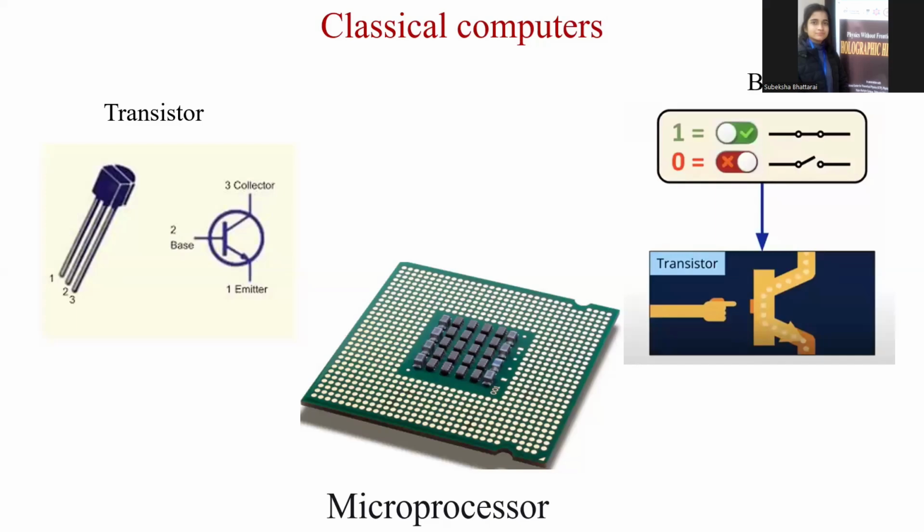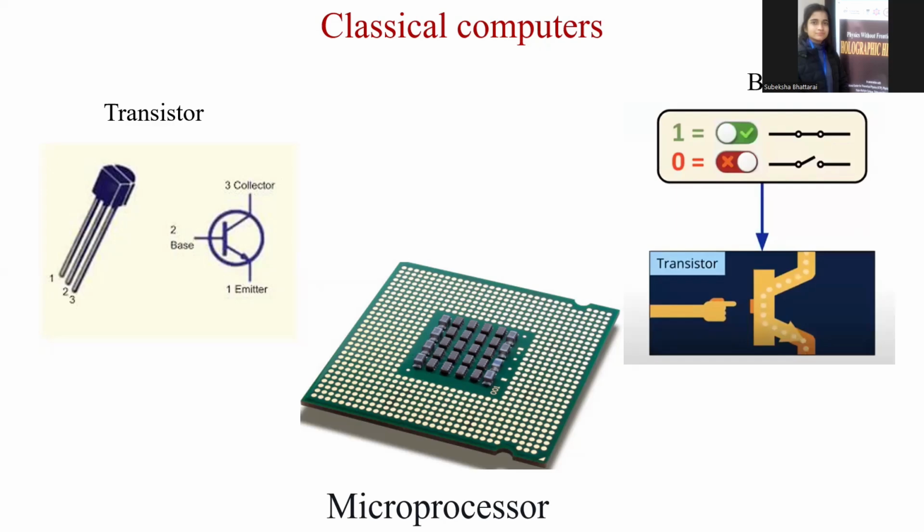Computers that we use today, like phones, laptops, or even supercomputers, all rely on a microprocessor, which acts as the brain of the system. This microprocessor is made up of millions and even billions of tiny switches called transistors. These transistors control bits, the basic unit of information.